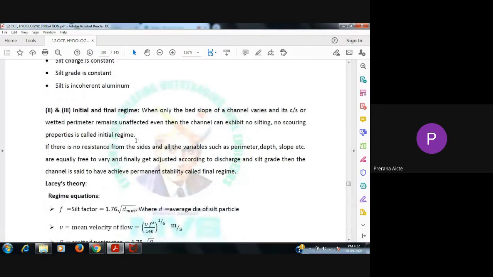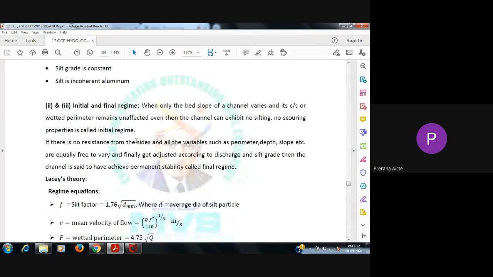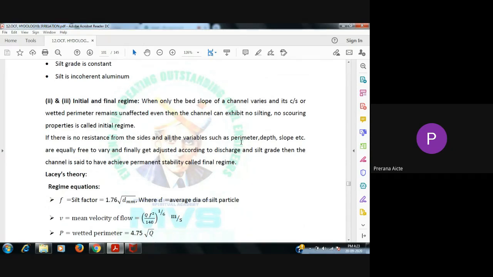Then initial regime is when only the bed slope of the canal or channel varies and its cross section or wetted perimeter remains unaffected. See, cross section or wetted perimeter remains unaffected. Even then the channel can exhibit no silting and no scouring; this is called initial regime. So initial regime, final regime, true regime. If there is no resistance from the sides and all the variables such as perimeter, depth, slope, etc. are equally free to vary and finally get adjusted according to discharge and silt grade, then the channel is said to have achieved permanent stability, called final regime.